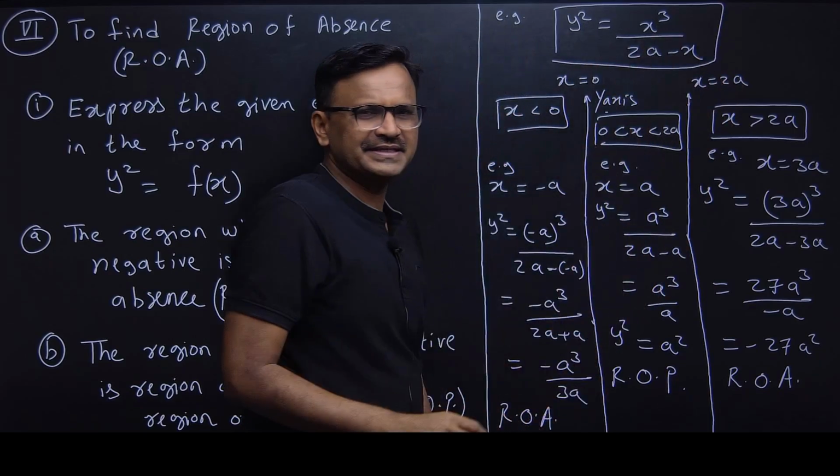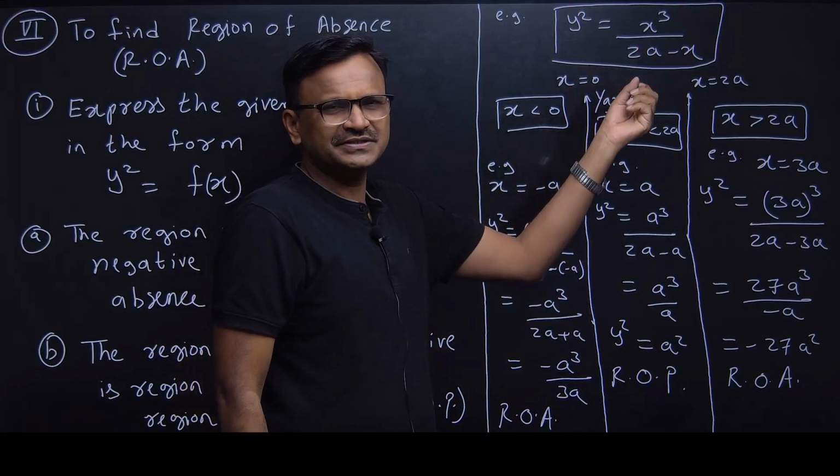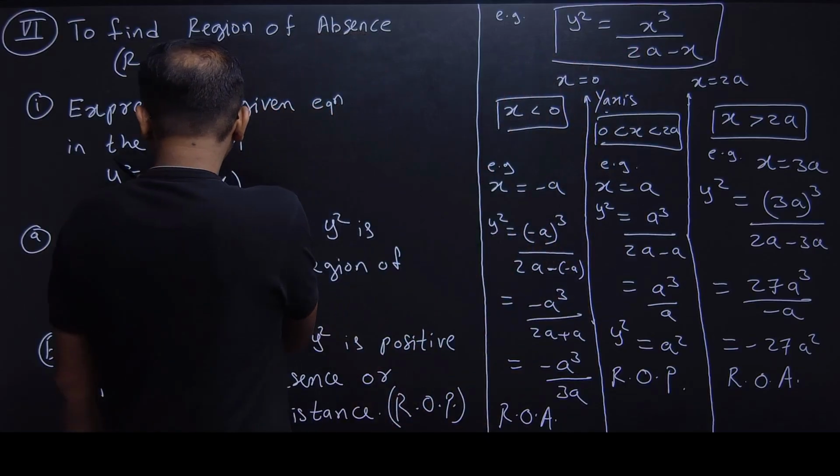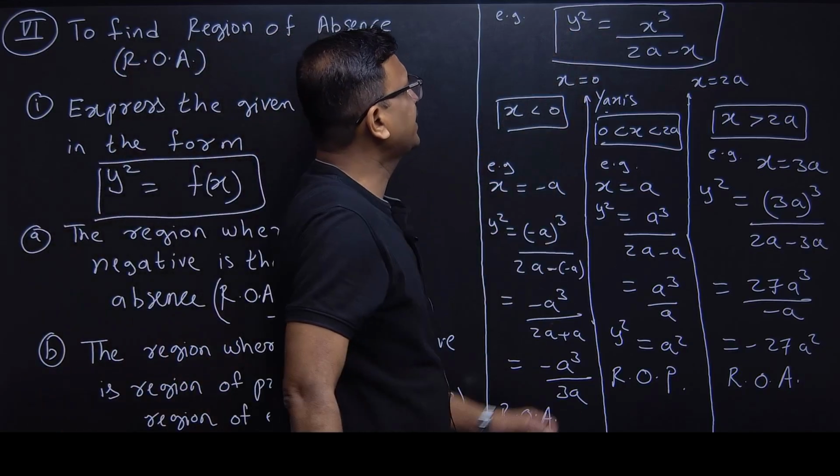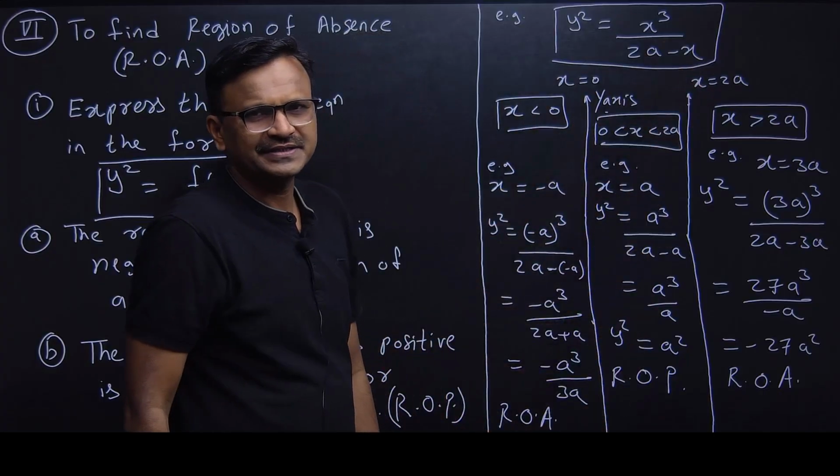Now see, for example, let us see this example of this equation: y square is equal to x cube upon 2a minus x. So this is the given equation which we have expressed in the y square is f of x form. So we have y square on the left side and all remaining terms of x on the right hand side.